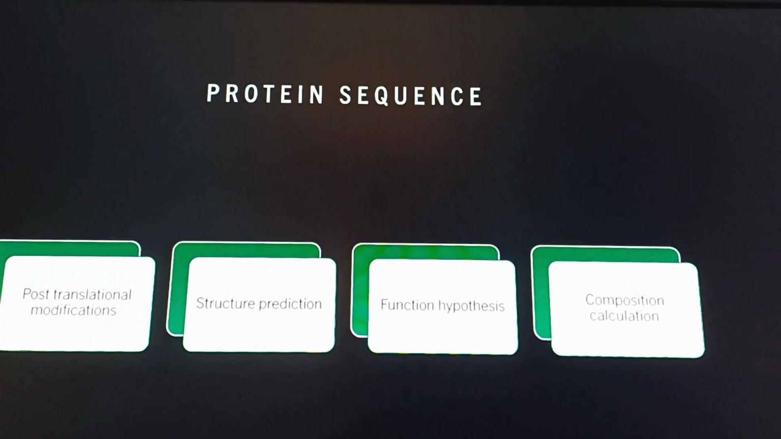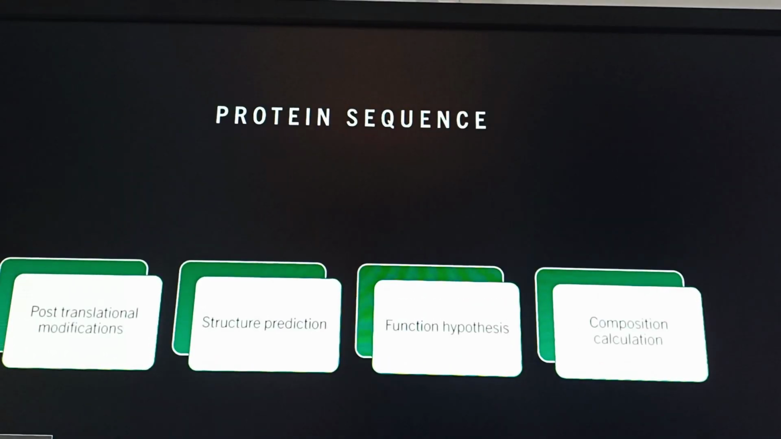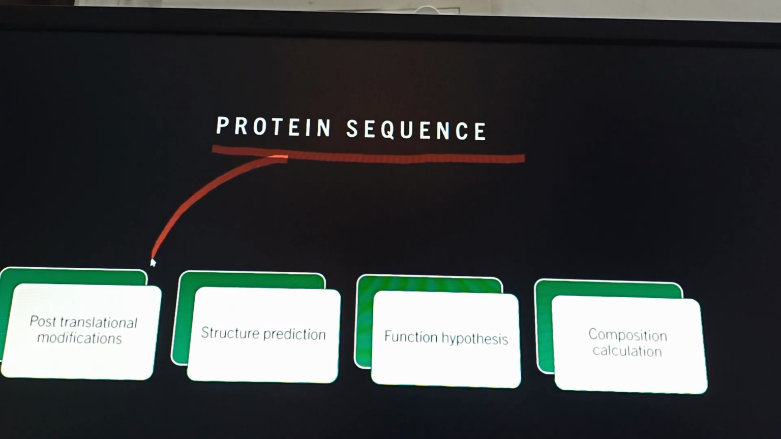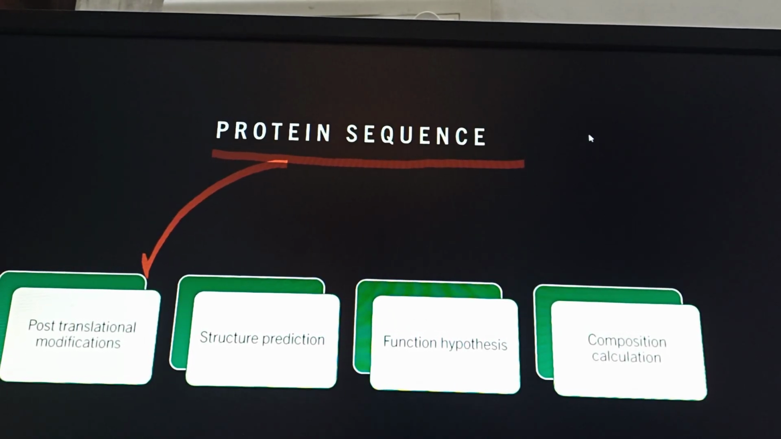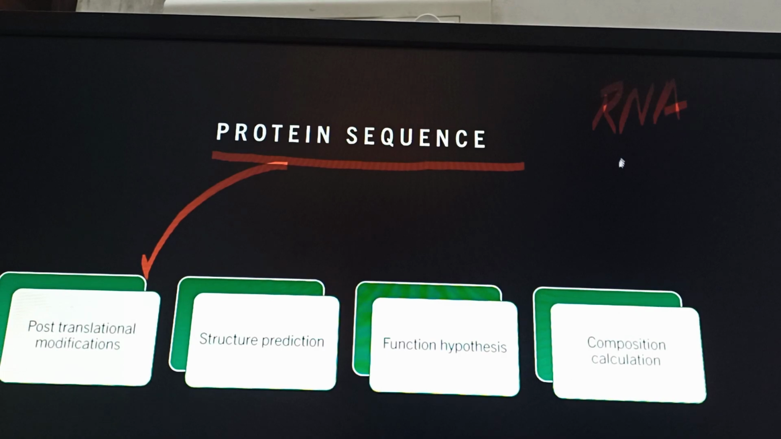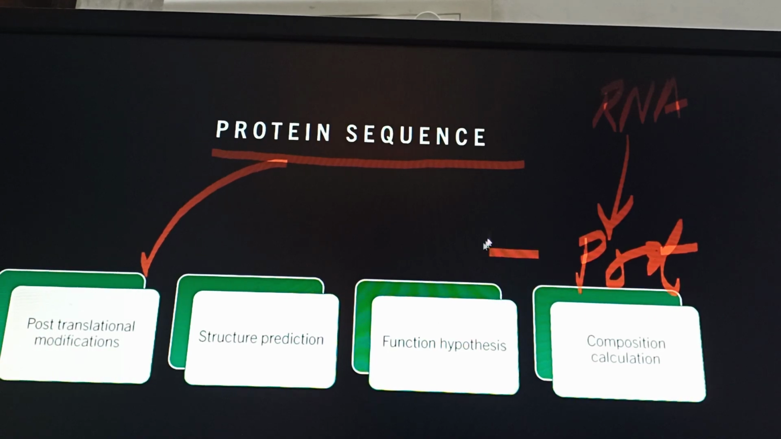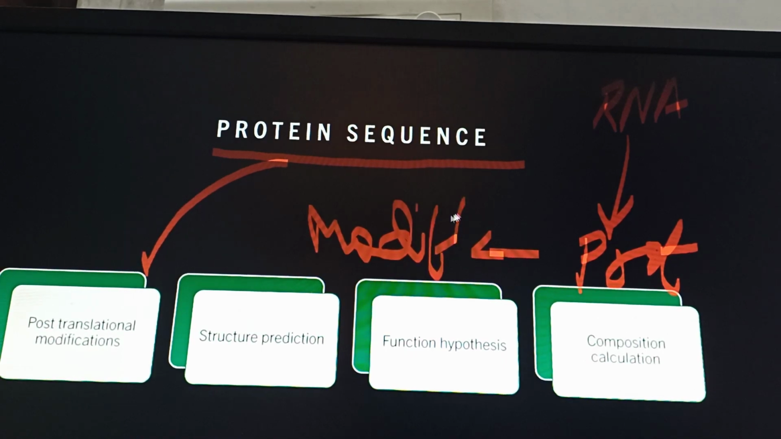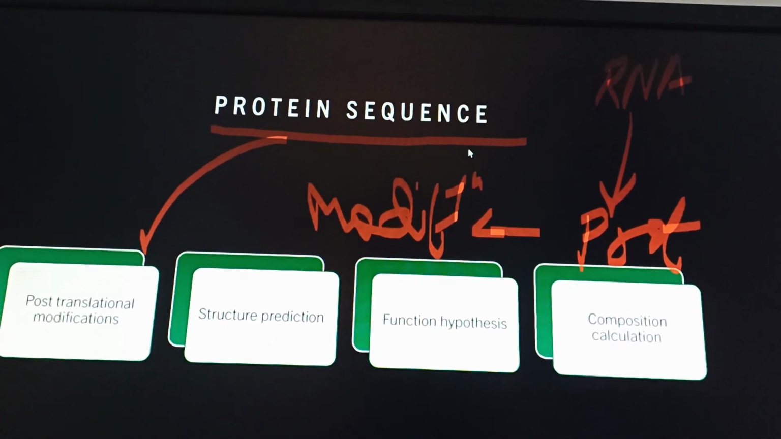Moving forward, let's talk about protein sequence, how bioinformatics is contributing to understanding of protein sequences. So for protein sequence, we can get to know about the post-translational modifications. We all know that once a protein is translated from a RNA, we get a protein. So this protein undergoes few modifications. We can get to know about these modifications by knowing the protein sequence.